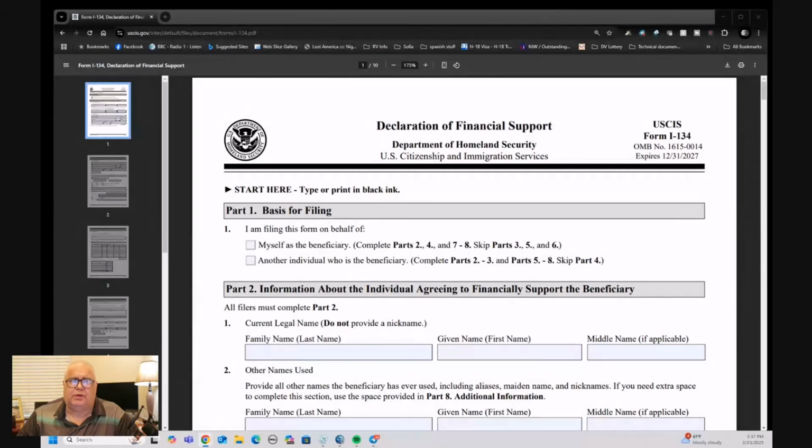Okay. Now, first of all, where do you get the form? You can download the form from the USCIS website. If you just Google the word I-134, you'll find the form.